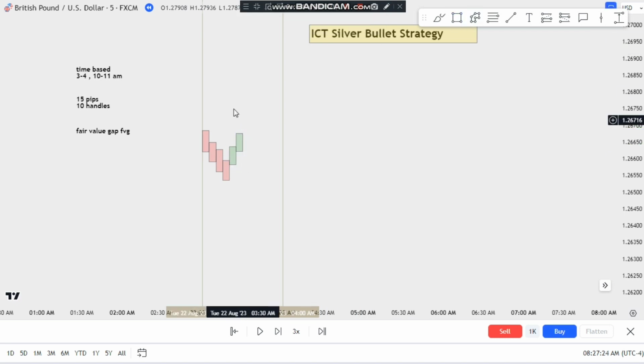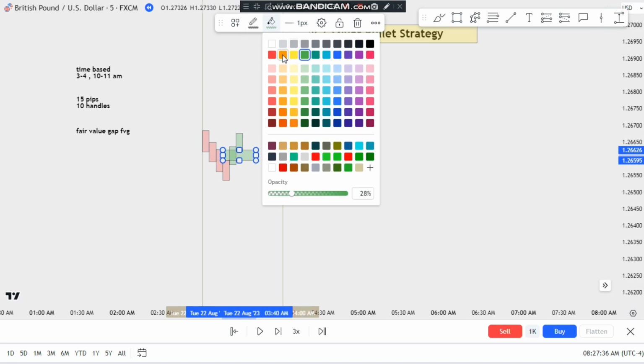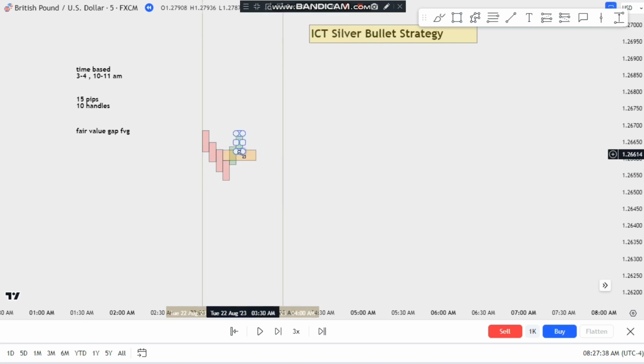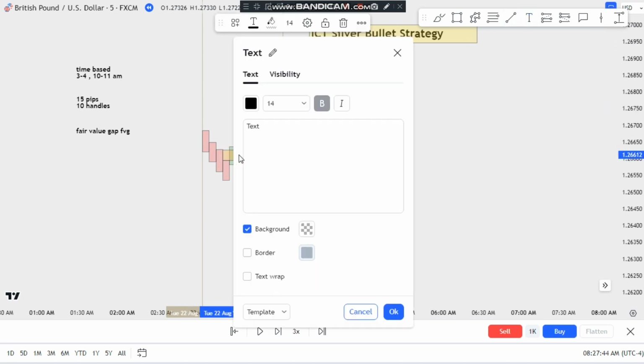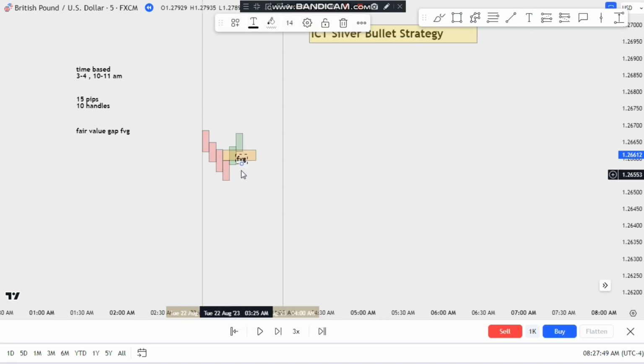Now you can see that between the bottom of this candle and the top of this candle, there is a gap. You can see this gap. I will color it orange. You can see at the bottom of this and the top of this candle there is this gap. This is called the fair value gap, or FVG. So to trade the silver bullet, you have to wait for these fair value gaps.